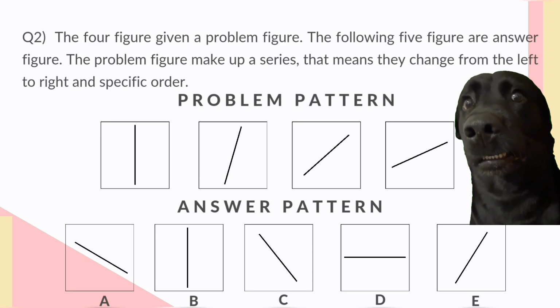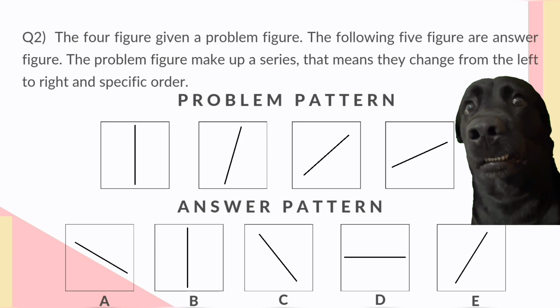So, the answer is D. The line is tilted and becomes very slanted, lying on the floor. So the answer here will be D.